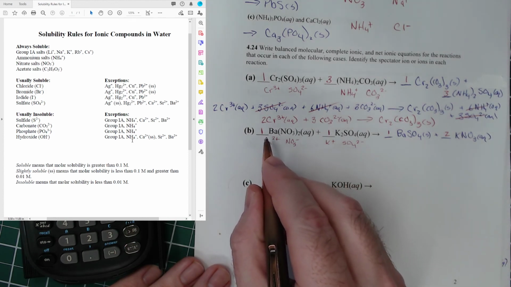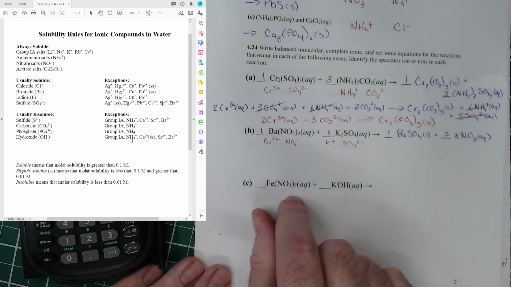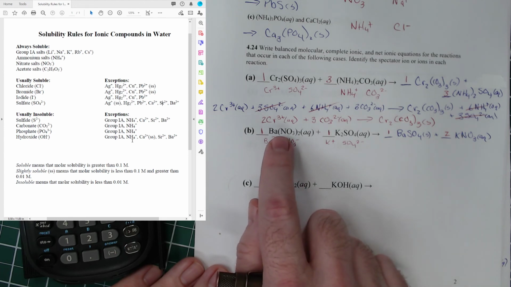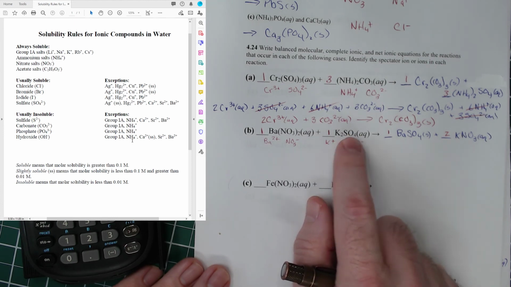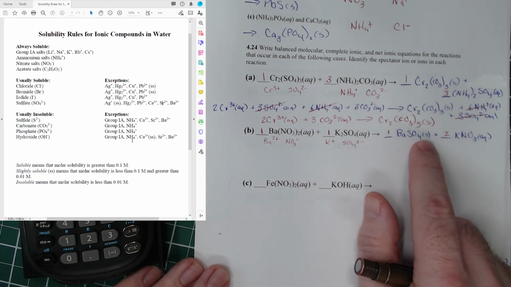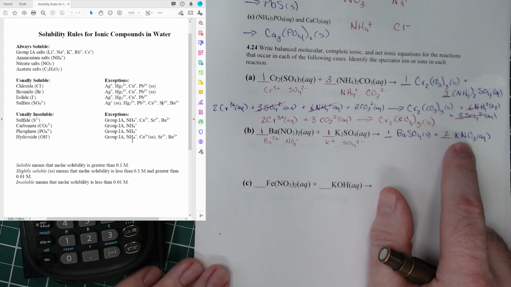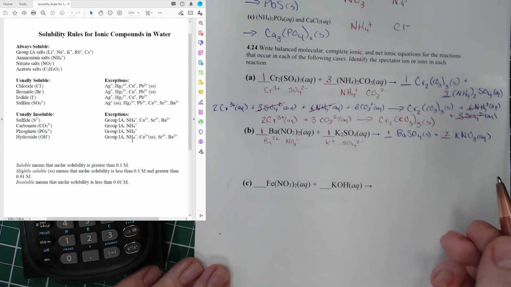So now what we want to do is write the complete ionic equation. So we'll dissociate anything that is a strong electrolyte. Well, barium nitrate, that is a strong electrolyte. It's a soluble ionic compound. Potassium sulfate, soluble ionic compound. It's a strong electrolyte. Barium sulfate, no, not a strong electrolyte because it's a solid. And then potassium nitrate, yes, that is a strong electrolyte because it is a soluble ionic compound.